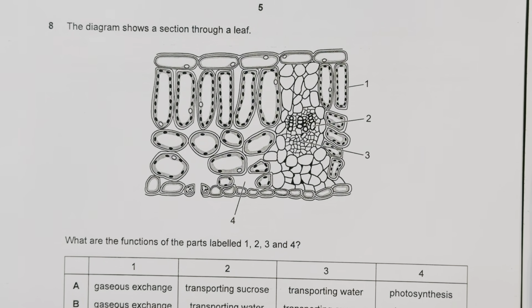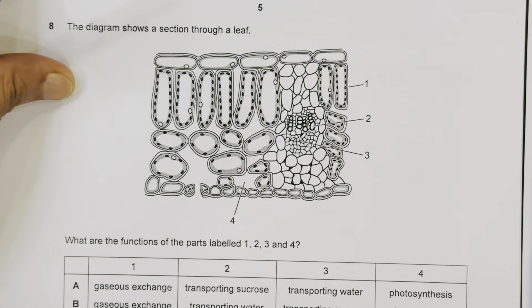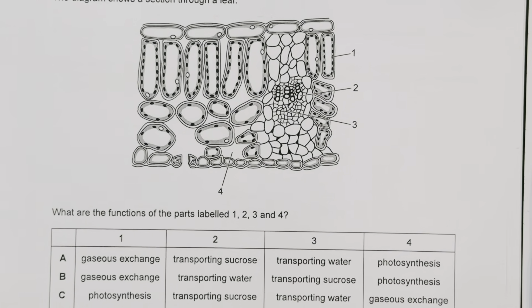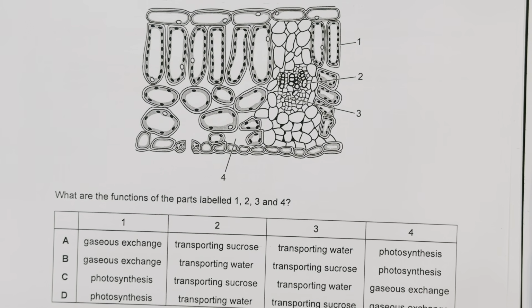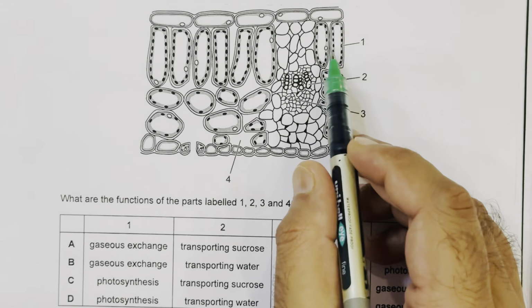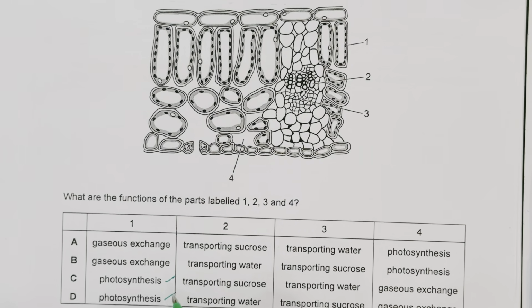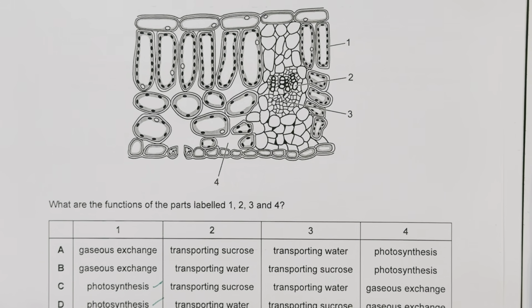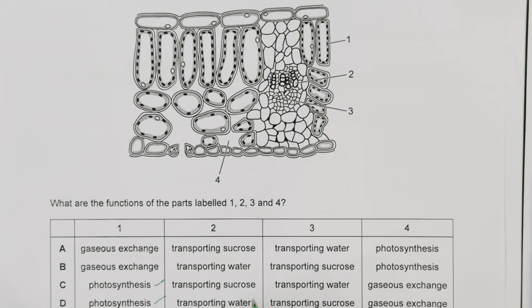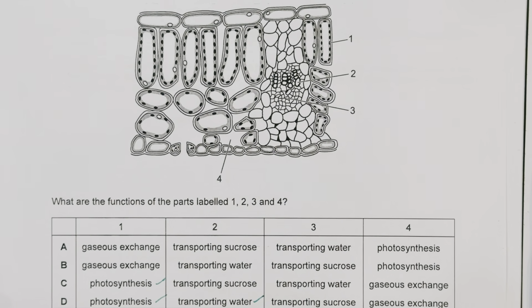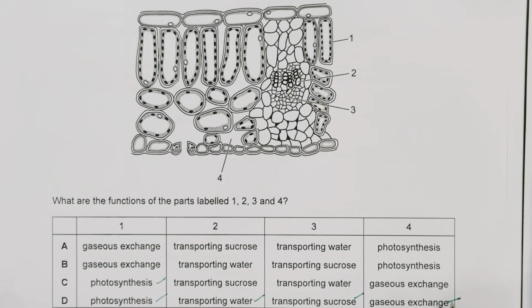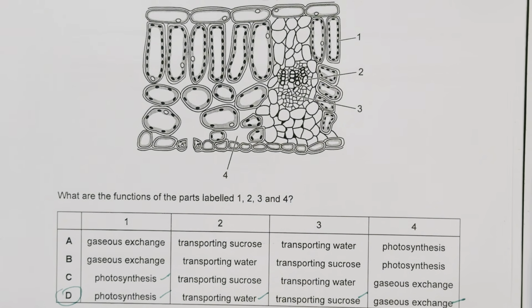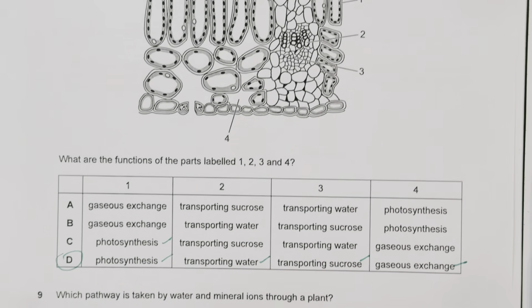For 1, we know that it is a palisade mesophyll cell, so the function of it is photosynthesis. Here the photosynthesis should take place. And for function number 2, xylem is transporting water, phloem is transporting sucrose, and gaseous exchange for the air spaces. So option number D is the right choice for all the above.